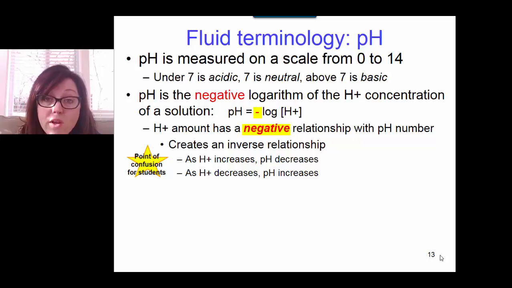And this is a point of confusion for students. This is something that students often get wrong when they are being assessed on pH. So keep this in mind. As the hydrogen ion concentration increases, the pH value decreases. And as the hydrogen ion concentration decreases, the pH value increases. You have that inverse relationship.